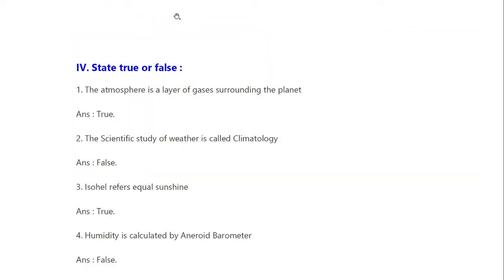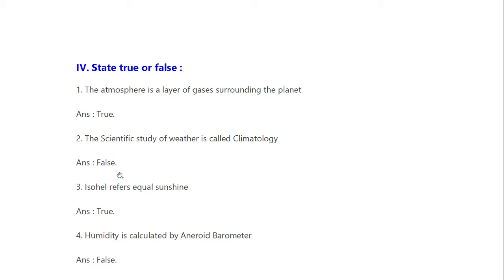Next, state true or false. First question, the atmosphere is a layer of gases surrounding the planet. So, this is true. Next question, the scientific study of weather is called climatology. This is wrong. The scientific study of weather is meteorology.